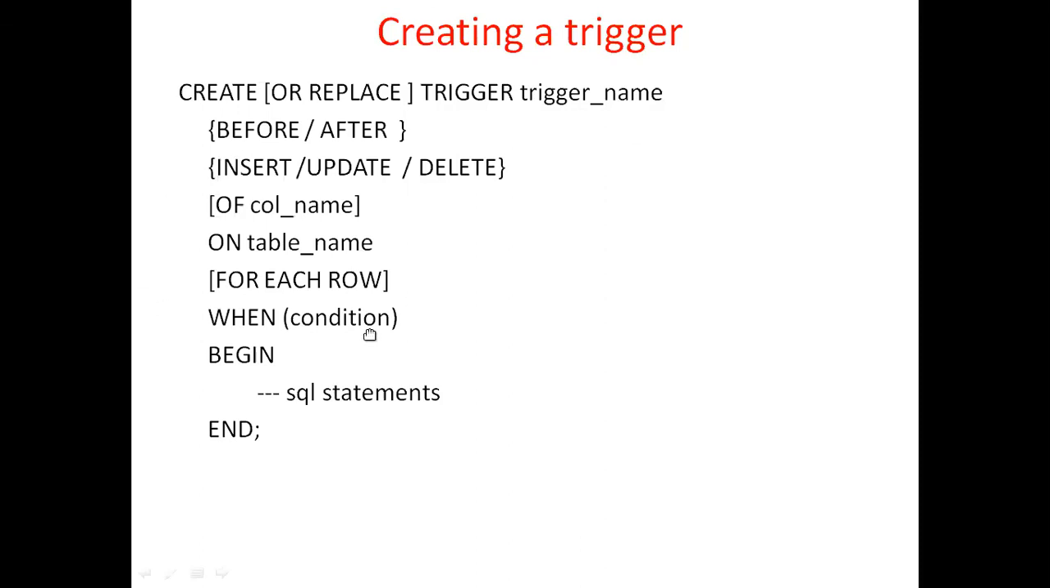Then what should happen if this condition is true and this particular trigger is invoked? All these SQL statements must get executed. So what is happening here? You are creating a trigger and you are telling whether the trigger should be fired before or after these particular operations, and whether you are restricting the trigger to one single column of the table or to the entire table, and you are mentioning when the trigger should be executed, the condition, and if this condition comes true, then you are telling what SQL statements should be executed.